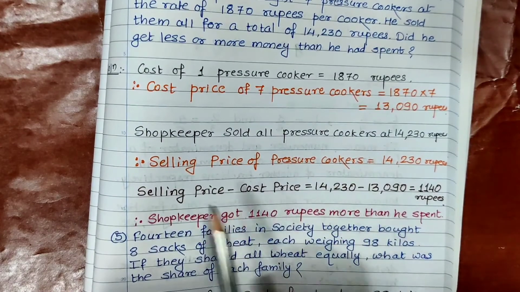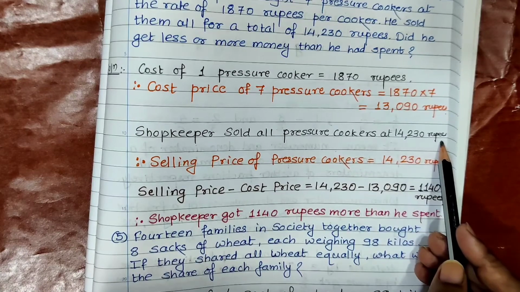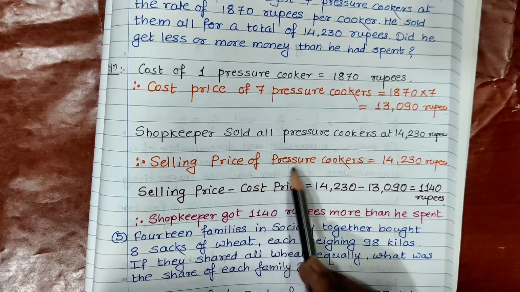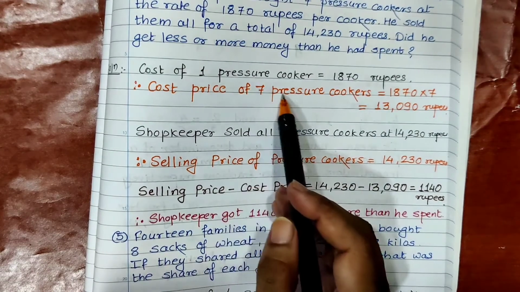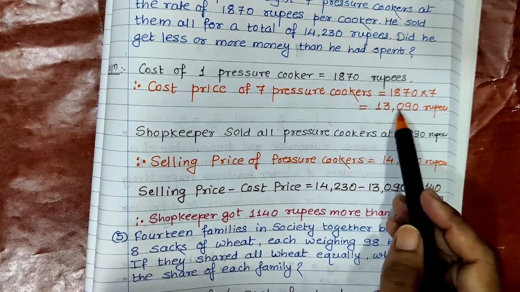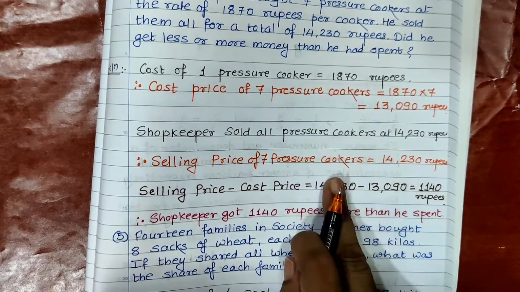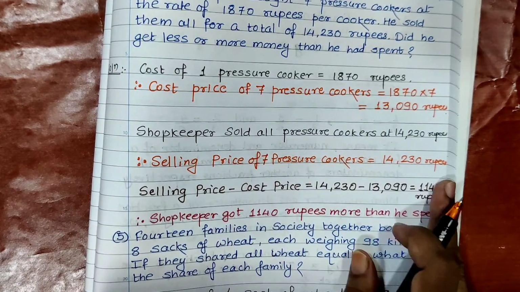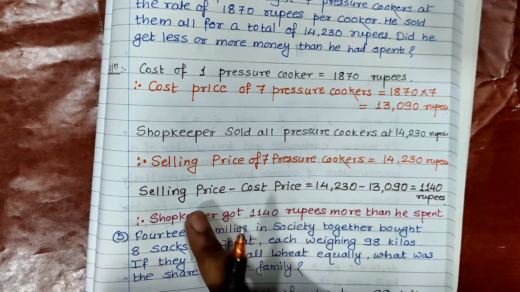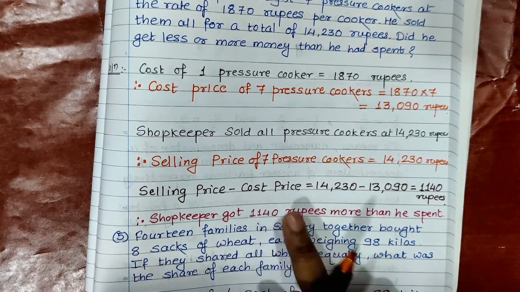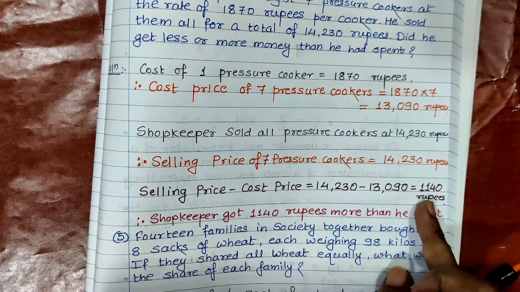Now what is next? The shopkeeper sold all pressure cookers at 14,230 rupees. That means this is the selling price of 7 pressure cookers. You should write 7 here. So the cost price of 7 pressure cookers is 13,090 rupees, and the selling price of 7 pressure cookers is 14,230. So we can see that the selling price is bigger than the cost price. So we can subtract the cost price from the selling price. 14,230 minus 13,090, we get 1140.